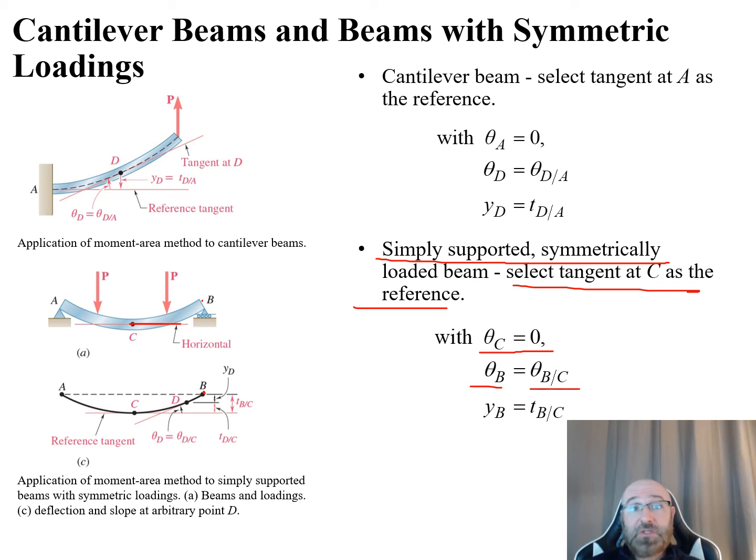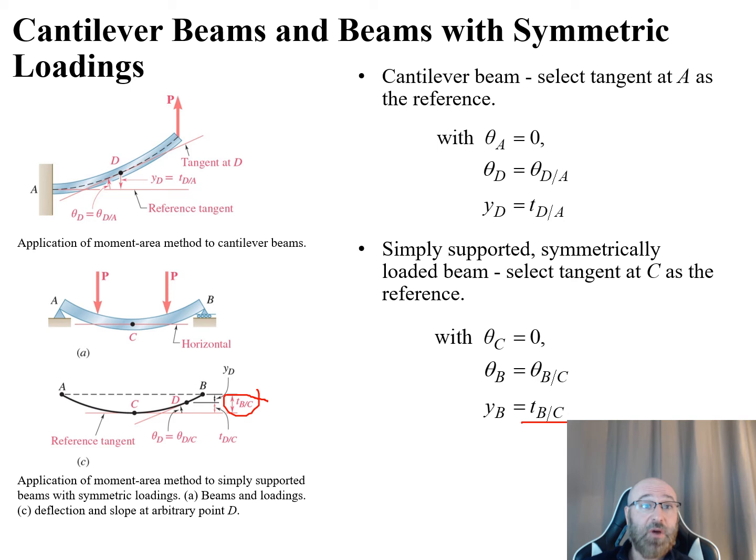Now we can also see here that our Y sub B, our max, is equal to the tangential deviation, or our T of B relative to C. And this can be obtained with our second moment area theorem. So we can see this tangential deviation, or T B relative to C, over here in our diagram. We can see that's from our reference tangent up to our point B right there.